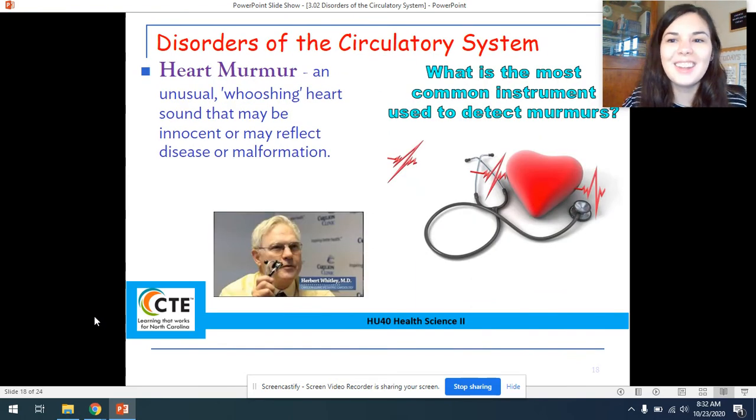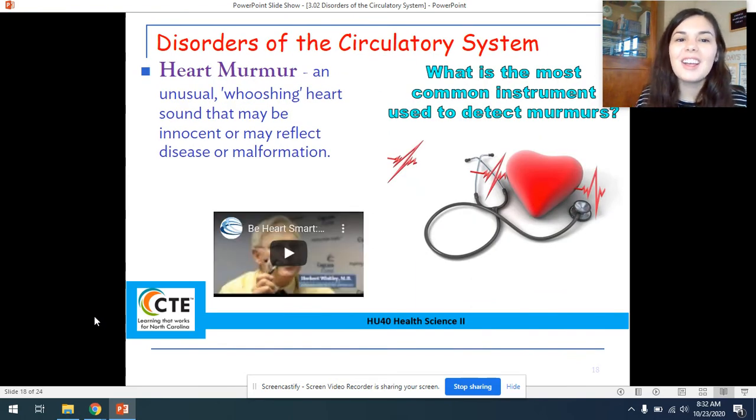No, okay. Sorry. A heart murmur is an unusual whooshing sound that may be innocent, or in some cases it might reflect a disease or a malformation. So there are heart murmurs that are completely normal.